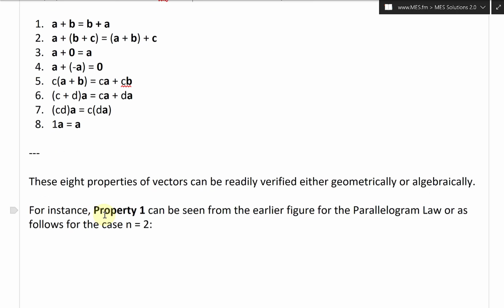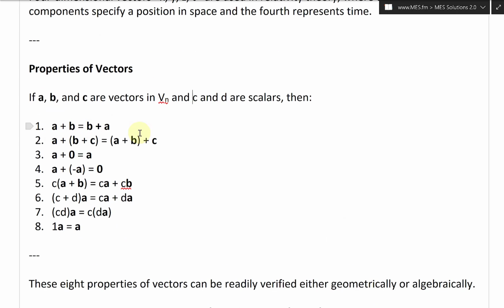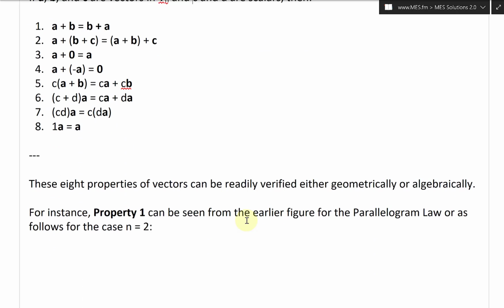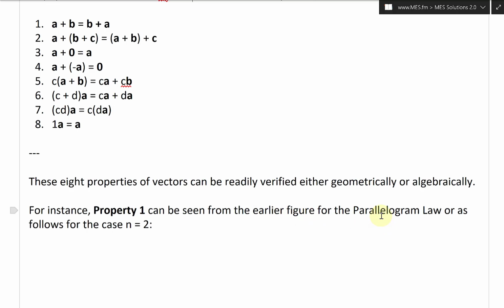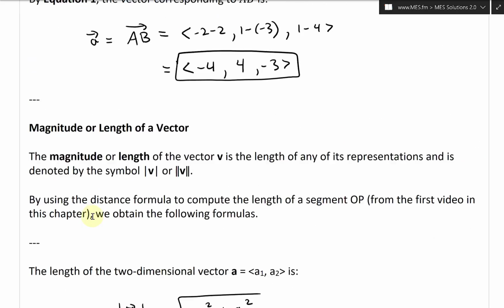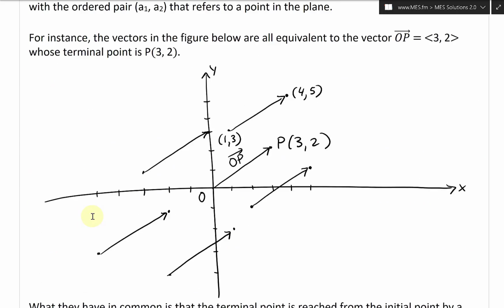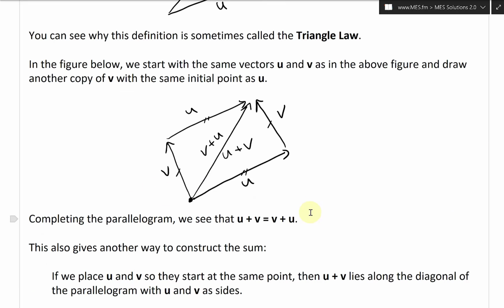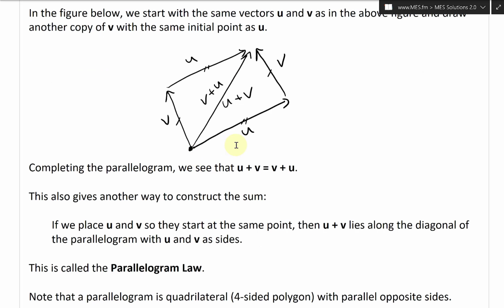For instance, property 1, a plus b equals b plus a, so you can just switch the order, can be seen from the earlier figure for the parallelogram, or as follows for the case n equals 2. Well, let's go up to the parallelogram rule first. All right, here, I just teleported above here. So here's the parallelogram law. And you can see here, if you go u plus v, you get this u plus v, or you can go v plus u, you get the exact same thing. So v plus u, it's the same vector there.